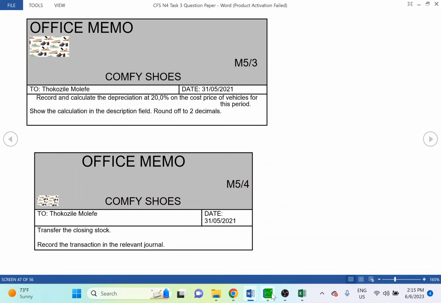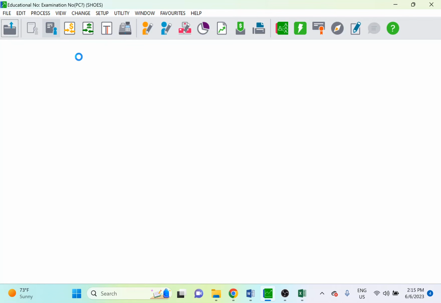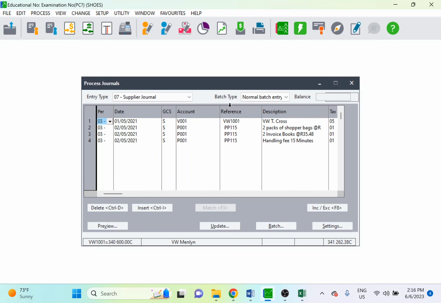Now let's start. We go under process journals. The first memo that we need to record, we're going to use Supplier Journal. In the Supplier Journal, you still have transactions from your non-stock invoices. So just simply update this journal page so that we can start a new batch.